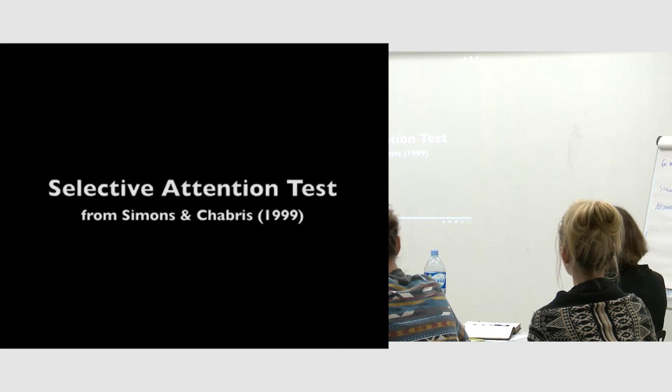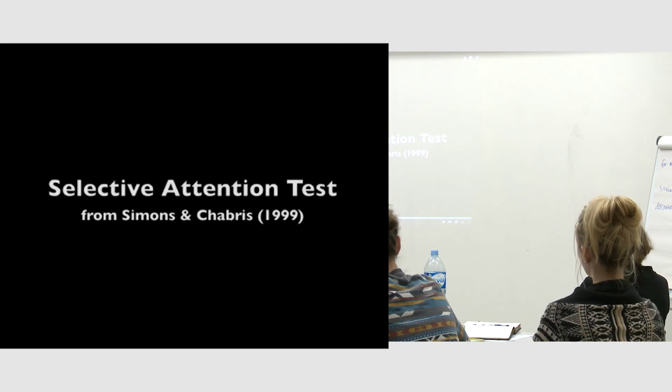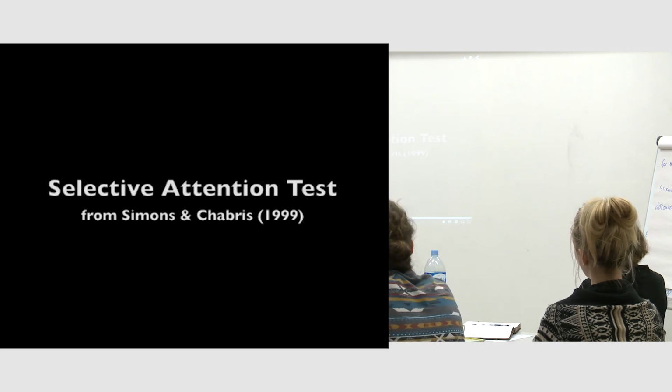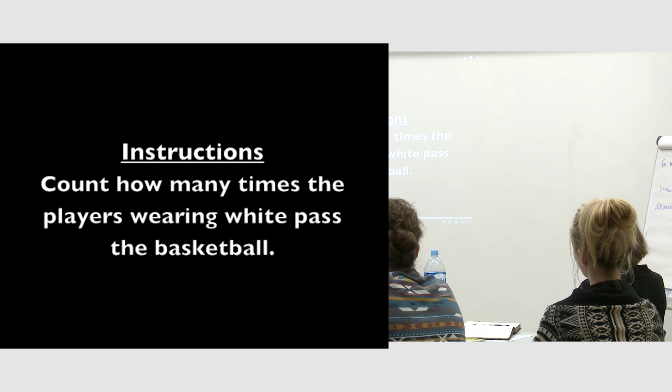So it's only 1 minute 21 seconds. And it's a kind of test. You have to count how many times the players wearing white pass the basketball to each other. This is just a test of selective attention. Count how many times the players wearing white pass the basketball.